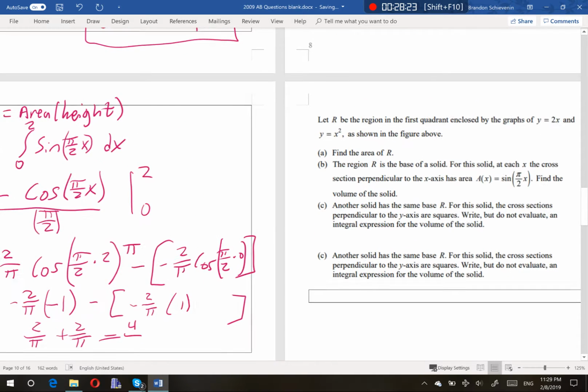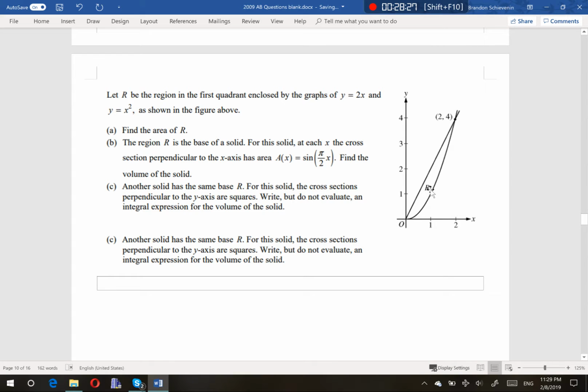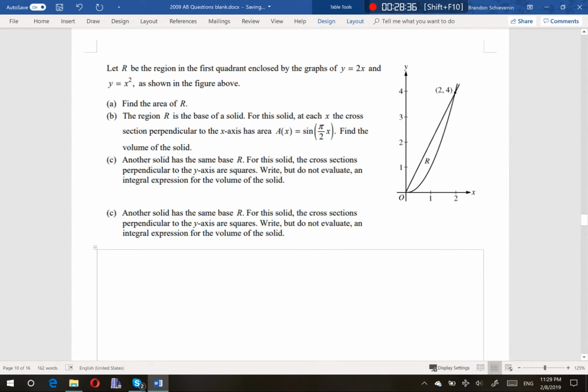So for part C, we're told that another solid has this same base R, but for this solid, the cross-sections perpendicular to the y-axis are squares. I want to write an integral expression for the volume of this solid. So cross-sections perpendicular to the y-axis are squares. So if I popped this out of the page, I would get the shape of a square.